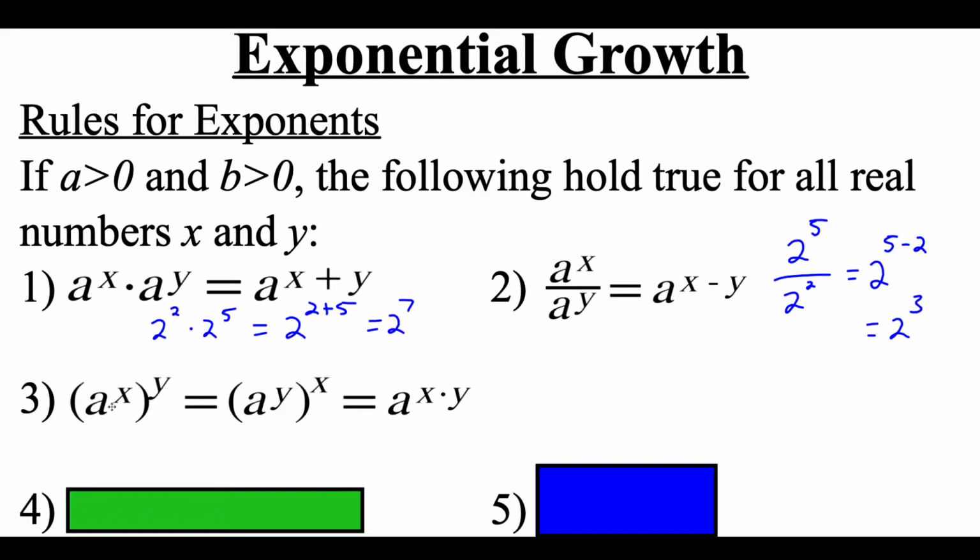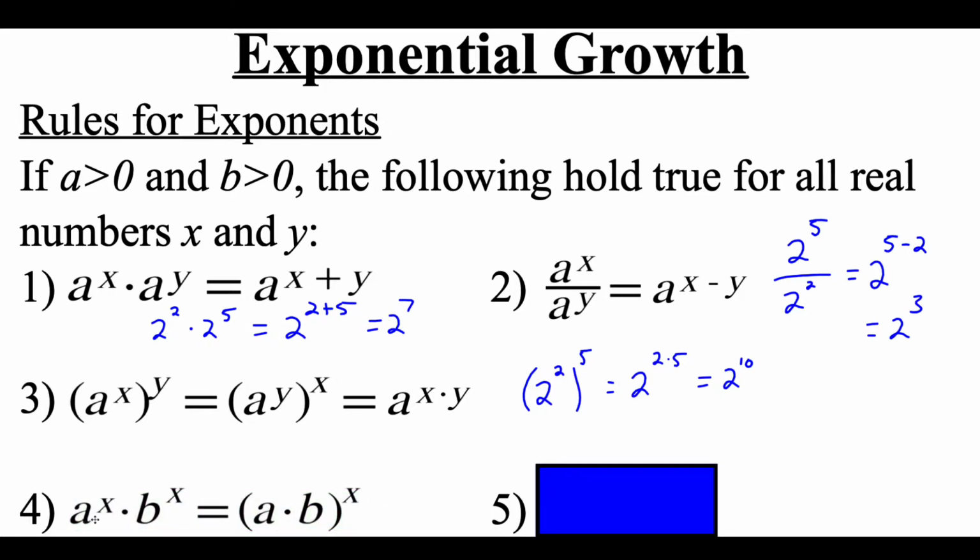If you've got a to the x and you raise that to another power y, or if it's the other way, it doesn't really matter the order, a to the y raised to the x, you're going to multiply those powers together. So if you had 2 squared and then raise that to the 5th power, we would multiply those powers together to get 2 to the 10th power.